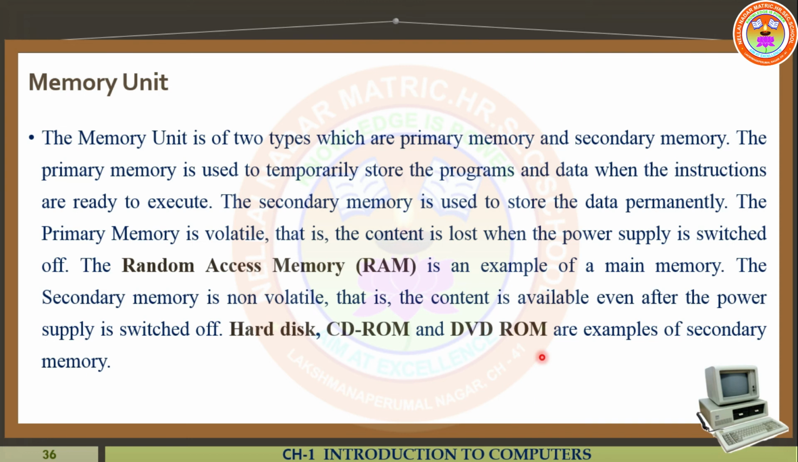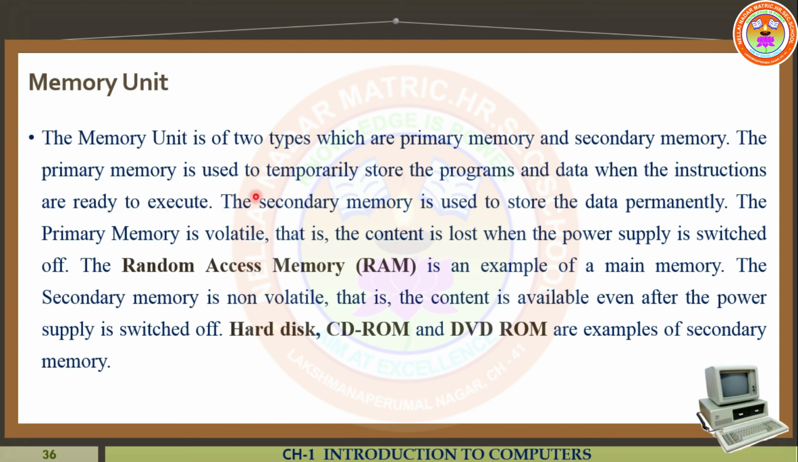In the computer, whatever data you feed, whatever data you process, whatever result you get, everything has to be stored in the memory. That is very important. Without the memory unit, we can't store anything, and we also can't view anything. That's why I told you this unit is very important. This memory unit has two different types: number 1, primary memory, and number 2, secondary memory. We will see them one by one.